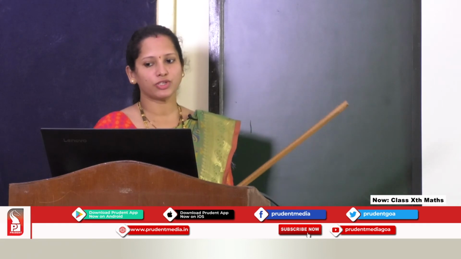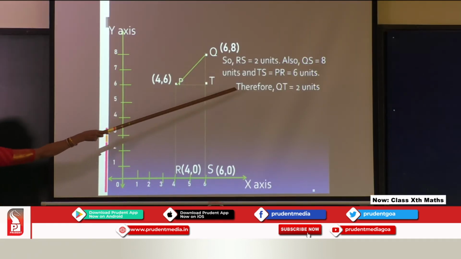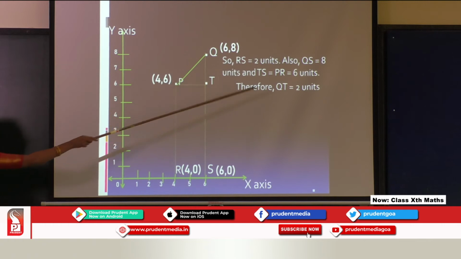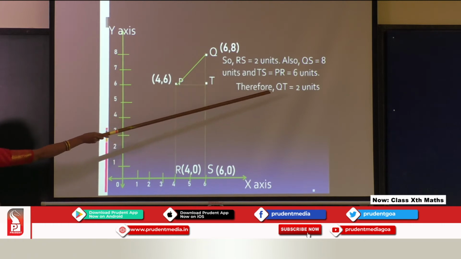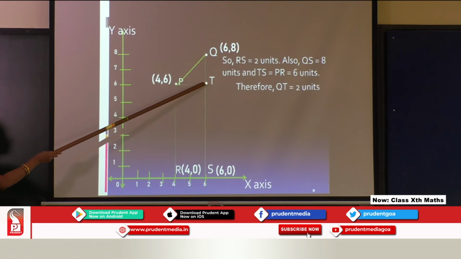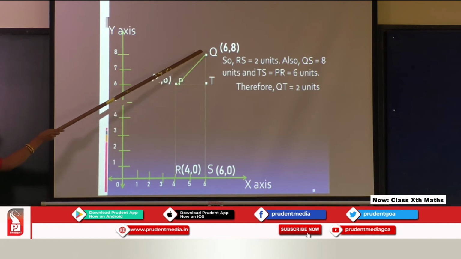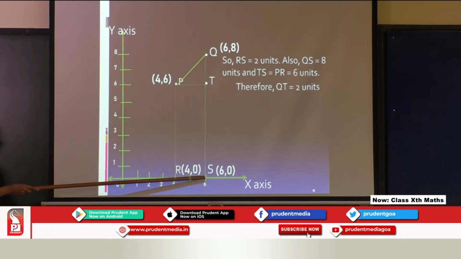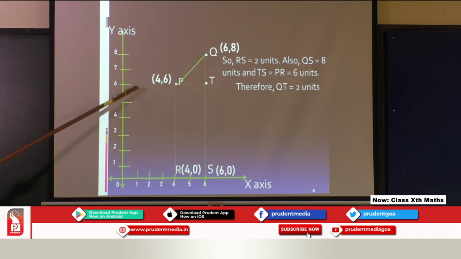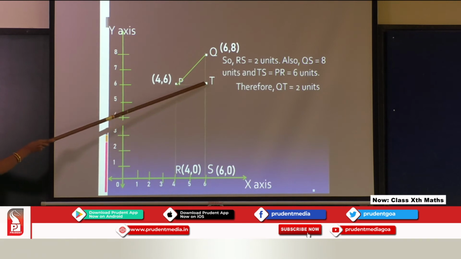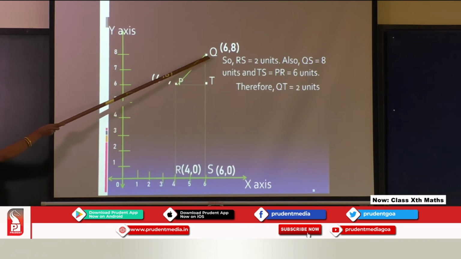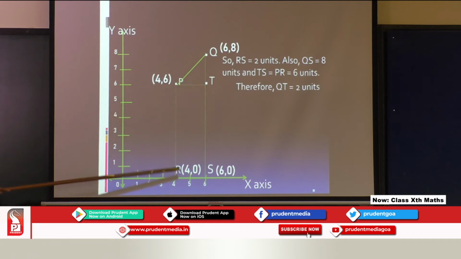And TS is equal to PR, which is equal to 6 units. Therefore QT is equal to 2 units. This QT is equal to 2 units because from Q to S the distance is 8 units and from T to S, which is equal to PR, is 6 units. So 8 minus 6 is 2 units. So QT is equal to 2 units and RS is equal to 2 units. So PT is also equal to 2 units.